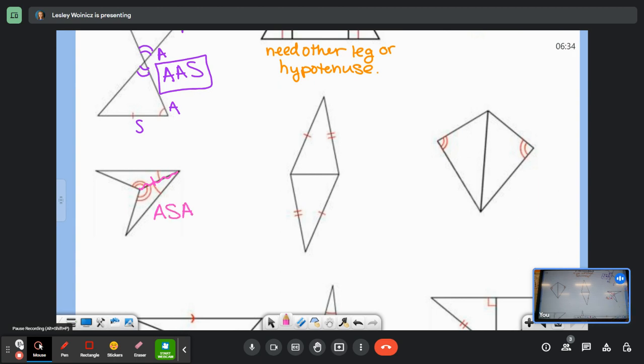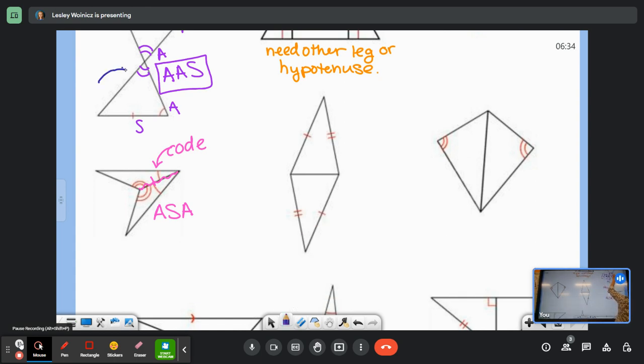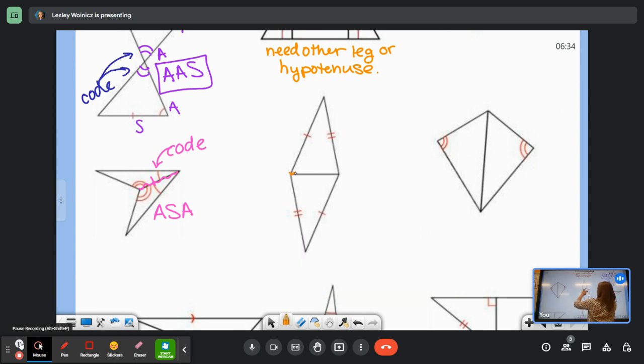Do you see how I'm marking these with the coding? Don't forget to code them, that's worth points. Whenever I make these little angle marks or the tick marks, that's the code and that's worth points on your quizzes and tests. So don't forget that, make sure you practice it. These two also share a side. That side is congruent to itself. So I have three pairs of congruent sides. This one is side, side, side.